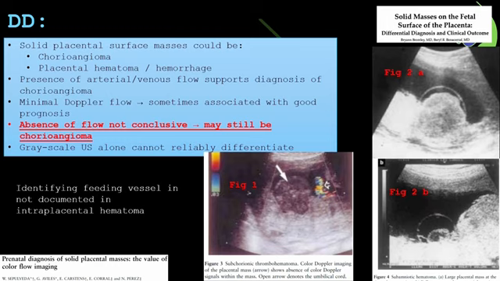Another important point is that the appearance of placental hematoma changes with time as the clot retracts. This temporal change on follow-up scan supports the diagnosis of hematoma. In contrast, a true chorioangioma typically maintains a more stable appearance.